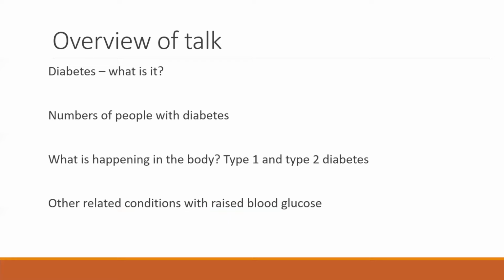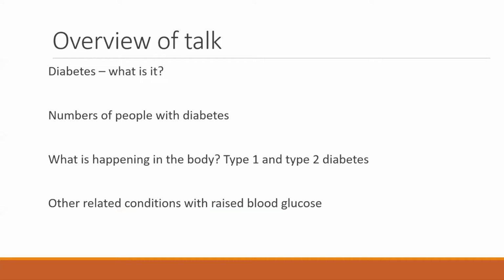So this is an overview. I'll say a bit about what diabetes is, just briefly the number of people with diabetes, and it's a very common condition, as I'm sure everyone on this call is likely to be aware. I'll say a little bit about why we're interested in diabetes. And then what's happening in the body, particularly with type 1 and type 2 diabetes, and how does it differ between type 1 and type 2?